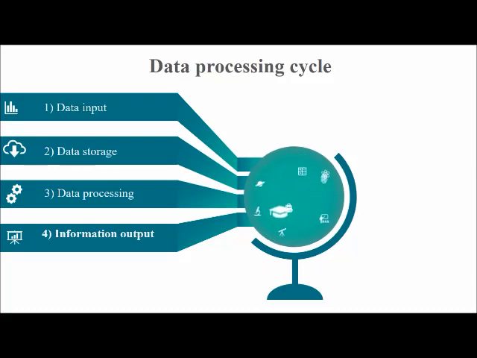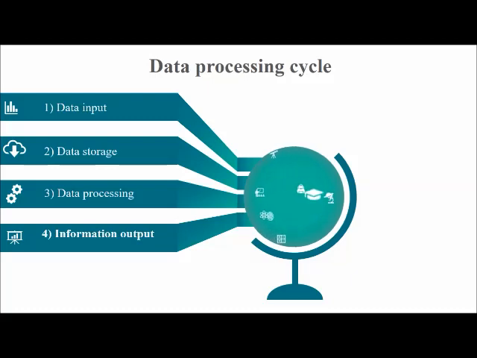Then we moved on to data storage. In data storage, we find that the form of storage will differ according to the accounting information system we are using. If we are using a manual accounting information system, then we will be using storage such as a ledger or journal. But if we are using a computerized or complex accounting information system, then we will depend on what's called master file and transaction file.